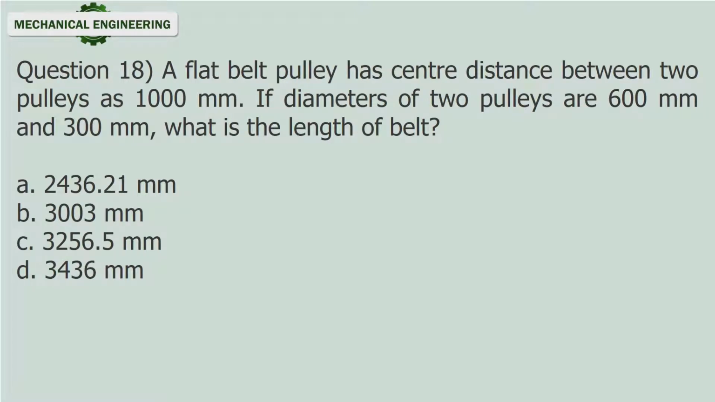Question 18. A flat belt pulley has center distance between two pulleys as 1000 mm. If diameters of two pulleys are 600 mm and 300 mm, what is the length of belt? A. 2436.21 mm. B. 3003 mm. C. 3256.5 mm. D. 3436 mm.